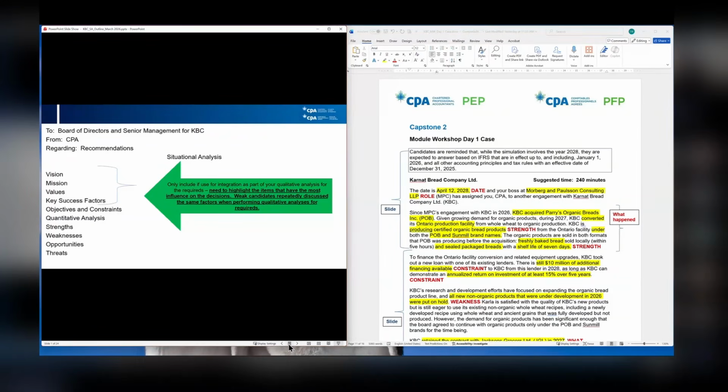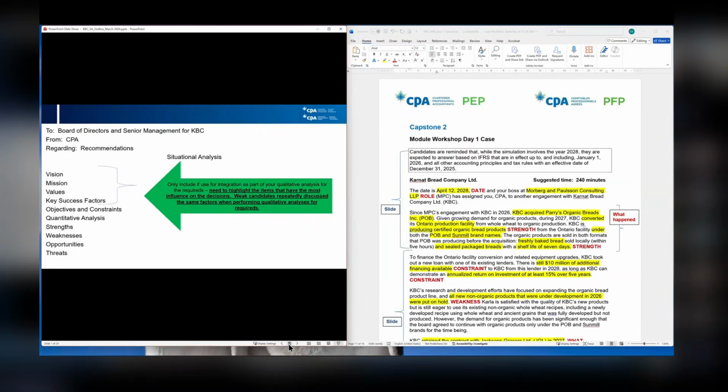Now, I want to highlight that I'm only going to type in the company's mission, vision, or any of the values or any of the key success factors if I use them as part of my qualitative analysis for strategic options. If I'm not going to use it, I'm not going to include it. Why type something in when I'm not even going to use it and it's not the most important and relevant factors to consider? I want to highlight too that the Board of Examiners have said that we candidates repeatedly discuss the same factors when performing the qualitative analysis for the requireds. And that in particular is alignment with mission, vision, and values.